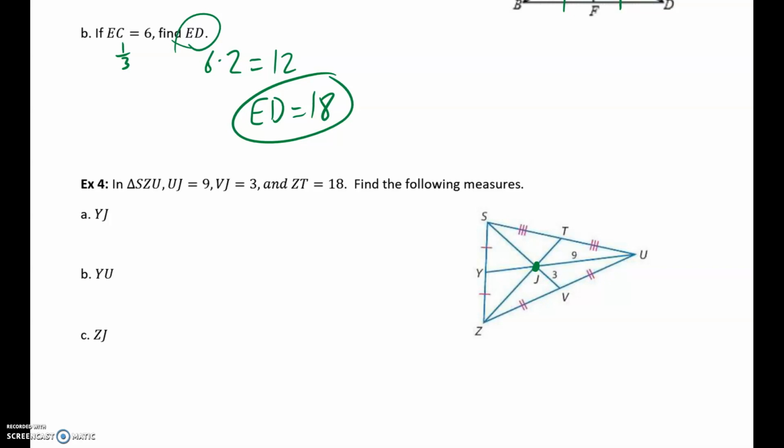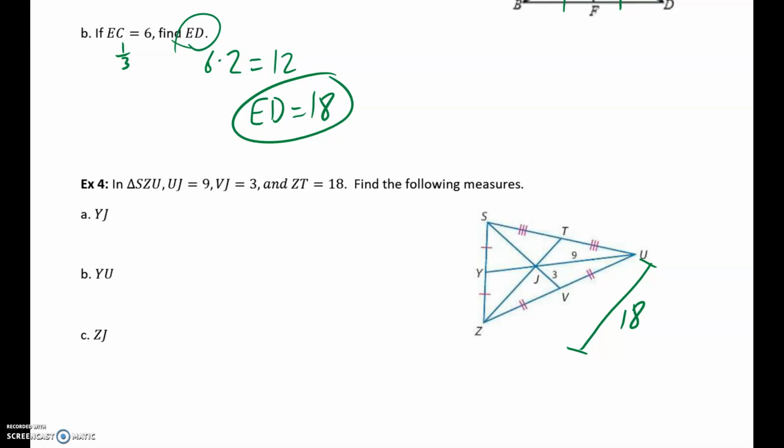You'll notice they tell you JV is 3, okay? They tell you UJ is 9. And they tell you ZT, this is the only one that's not marked. ZT, this whole thing, is 18. That's the only one that's not marked because there's not really a convenient way to mark it, okay? I want you to try and find the following measures, all right? Again, pause the video, and then I'll quickly walk you through it.